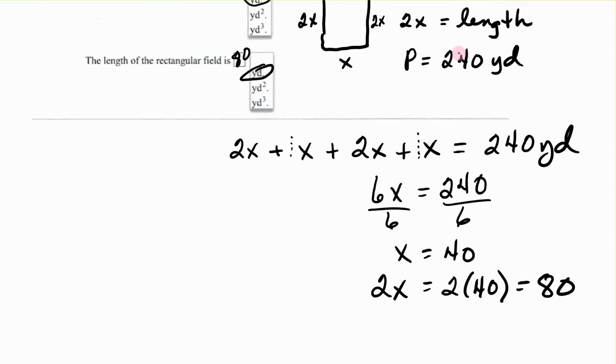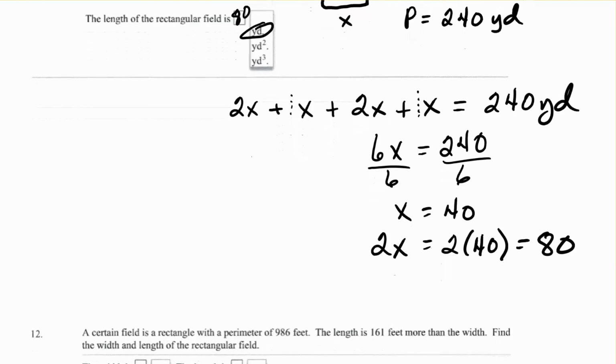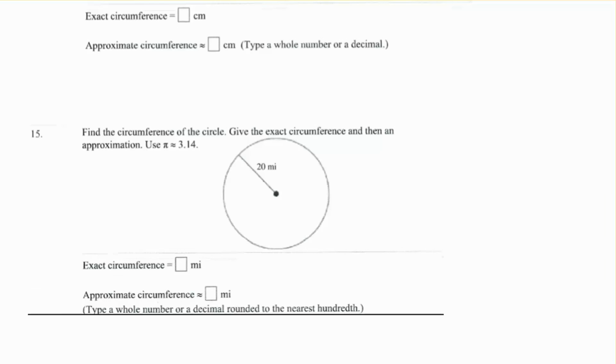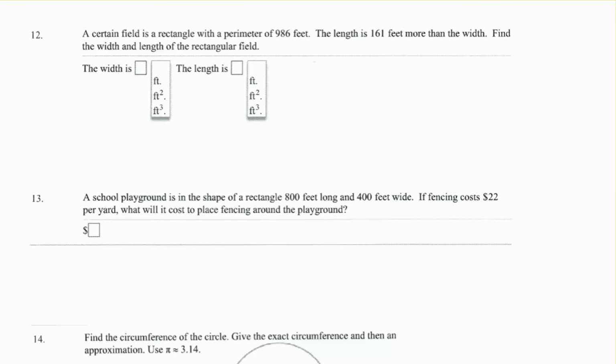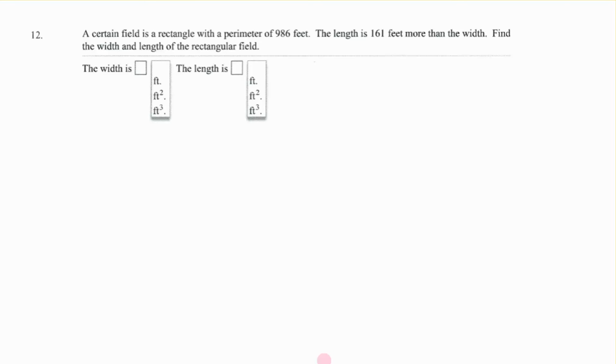All right, let's look at another perimeter question. It says a certain field is a rectangle with a perimeter of 986 feet. The length is 161 feet more than the width. Find the width and the length. Once again, this is an algebra question. The length is more than the width. The one that I don't know anything about is the width. So once again, I will call it x.